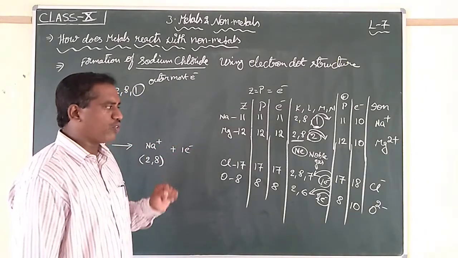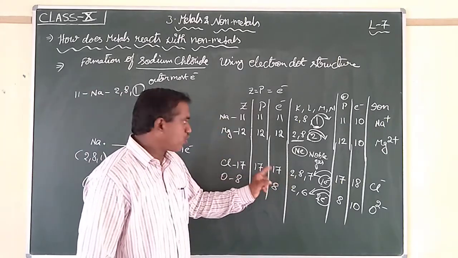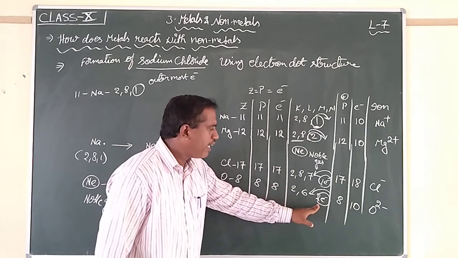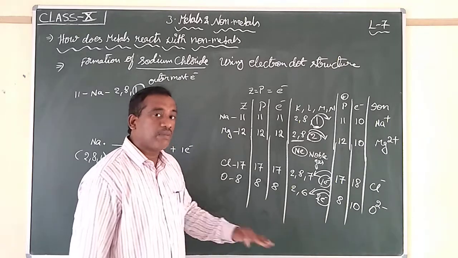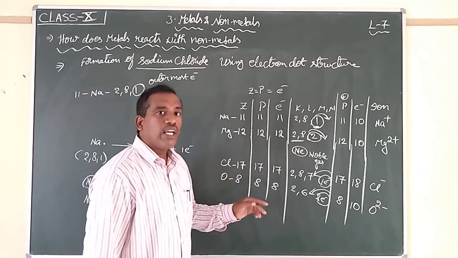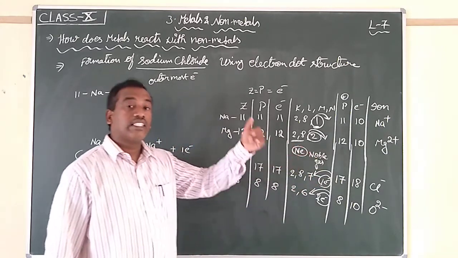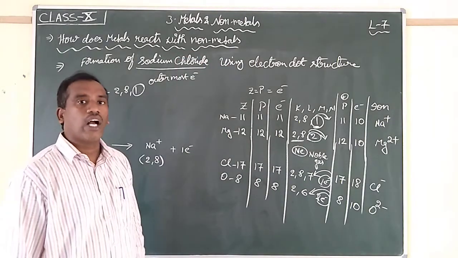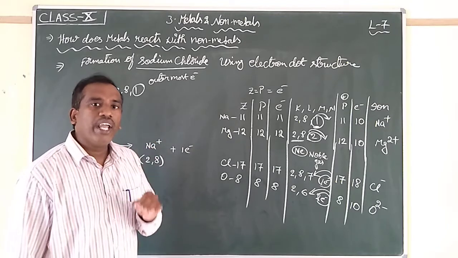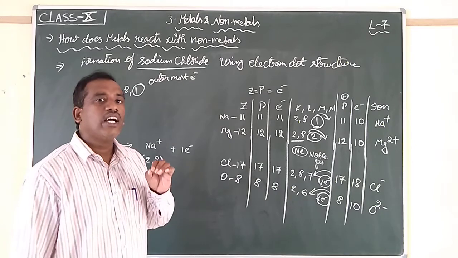Most of the students will be confused. Why are they gaining electrons? If you take oxygen, 2, 8, the new electronic configuration means it behaves like noble gas neon. Oxygen is near to the noble gas neon. If you take chlorine, 2, 8, 8, it is now showing the electronic configuration of argon. So why do atoms gain or lose electrons? To behave like their nearest noble gas.